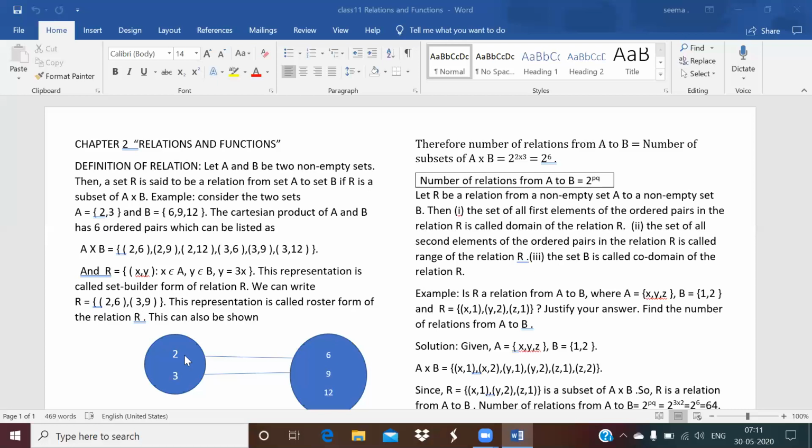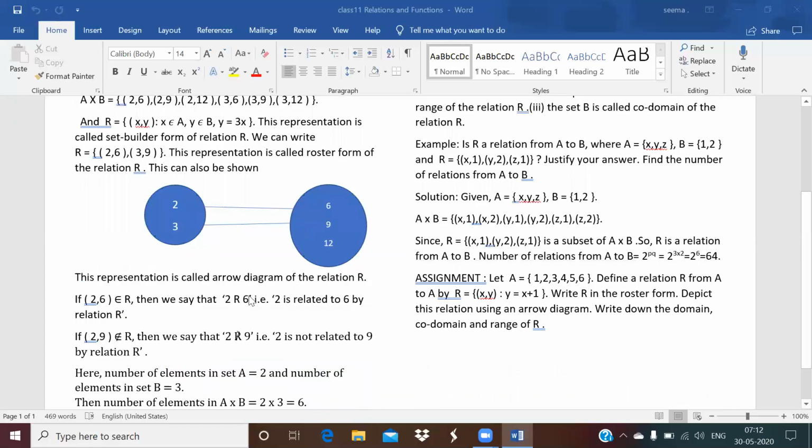You can represent this in a diagram also. You have two sets A and B. A has two elements 2 and 3, and B has three elements 6, 9, 12, and 2 is related with 6, you can see here, and 3 is related with 9. This representation is called the arrow diagram of the relation.